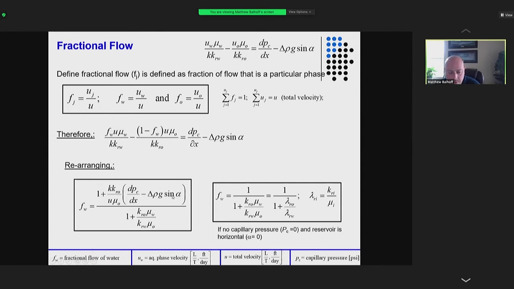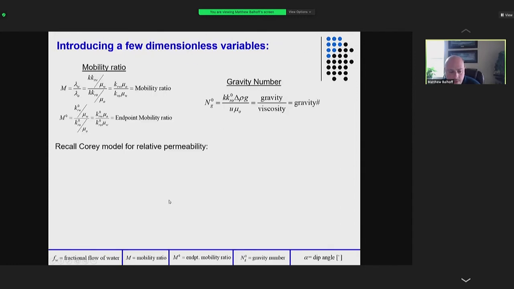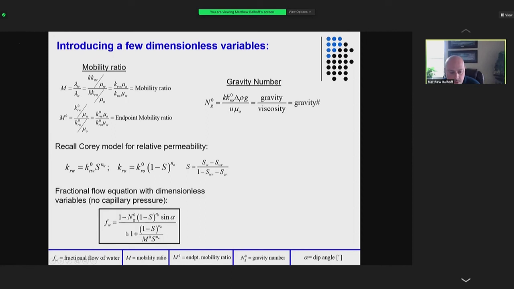and you do a little algebra on the numerator, then what you learn is that you can write the fractional flow equation this way. I think that this does not include capillary pressure. So dPc/dx is zero.